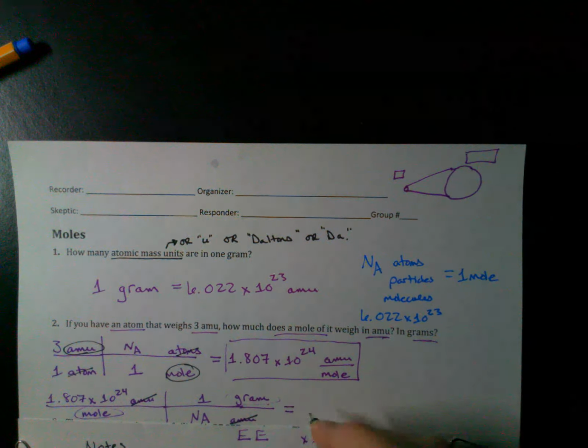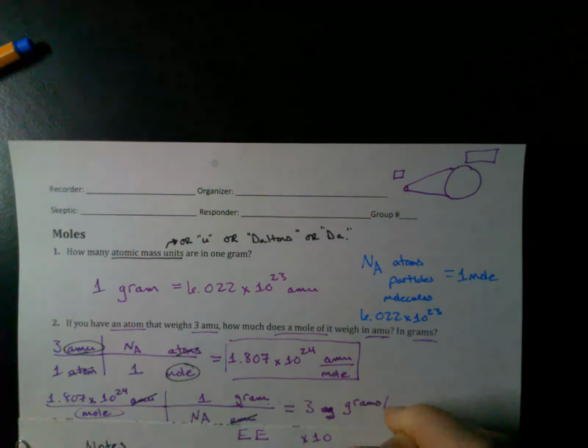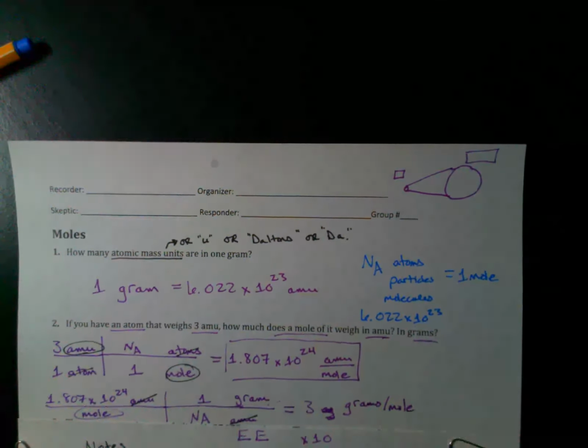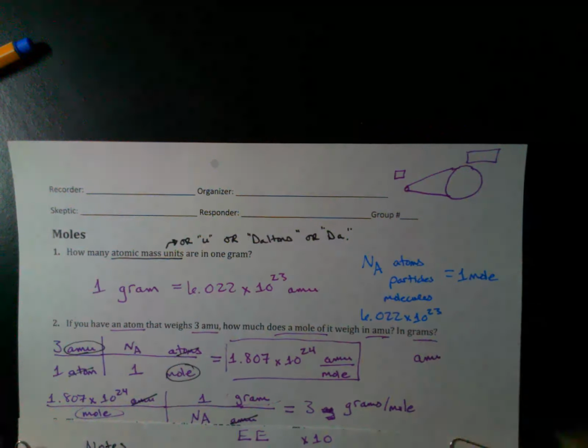So if I do this properly, and you're doing it too, then I get 3 grams, not AMU, 3 grams per mole. So I have just proven to you that we went from AMU to a different color, because why not?